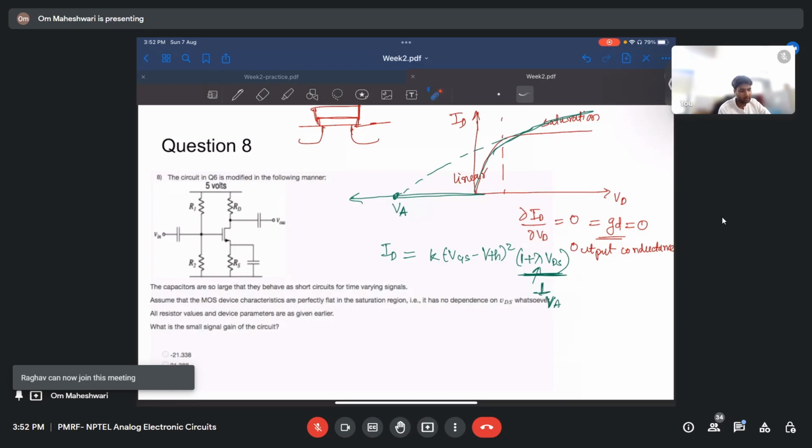So for this case particularly, the early voltage VA is infinite. So if we extend it, it will never meet this VD. It will keep on going till infinity. But if it does have some slope, it will somewhere meet this x-axis and will give us the value of VA.